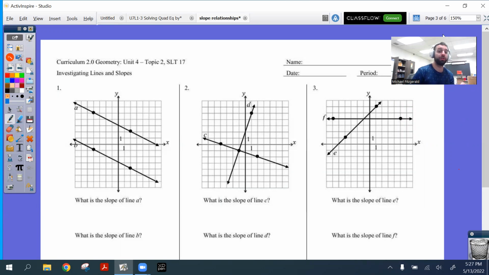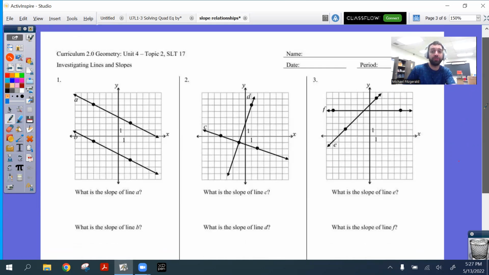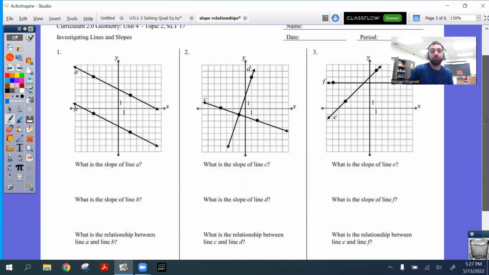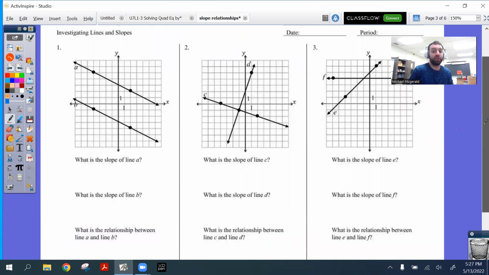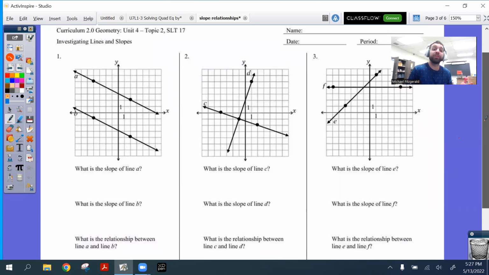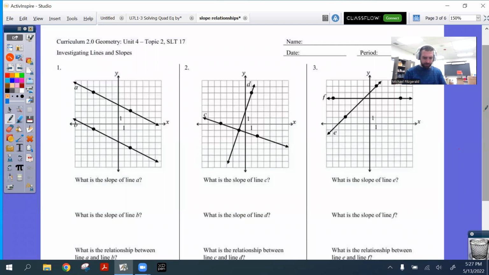We talked about slope relationships on the coordinate plane. We talked a little bit about ratios to clear up some understanding. So if you're having trouble with that, let me know. We did this as a class and then you turned it in. It's just for a completion grade, so feel free to turn it in if you haven't.